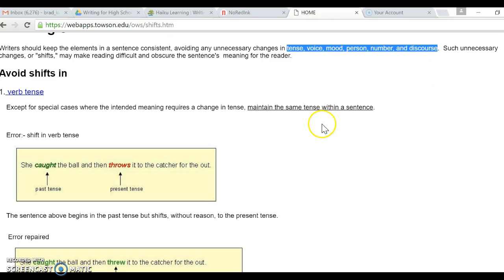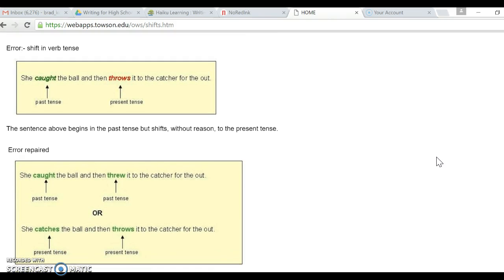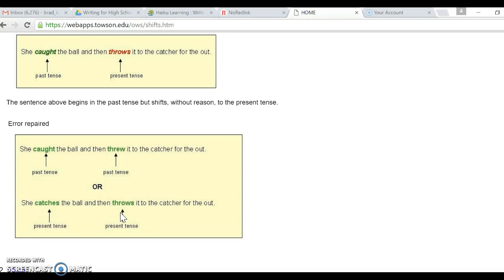So if you're shifting in verb tense, this is pretty common. If you're going from past tense to present tense in the same sentence, we want to avoid that. So "she caught the ball and then throws it to the catcher" is a shift from past to present. This happens a lot in writing. If you're writing about literature, you want to use the present tense: "she catches the ball and then throws it to the catcher for the out." If in the summary you're writing about a historical event, you could use the past tense: "she caught the ball and then threw it to the catcher."